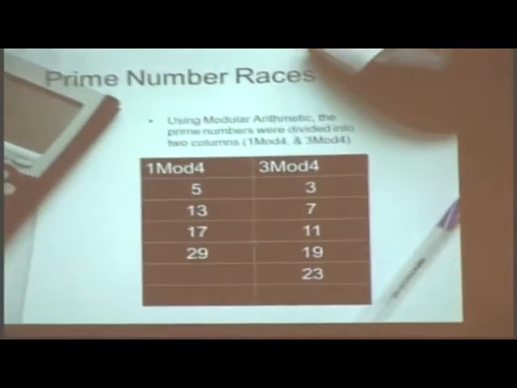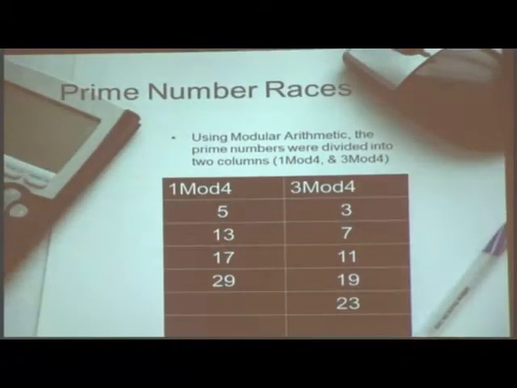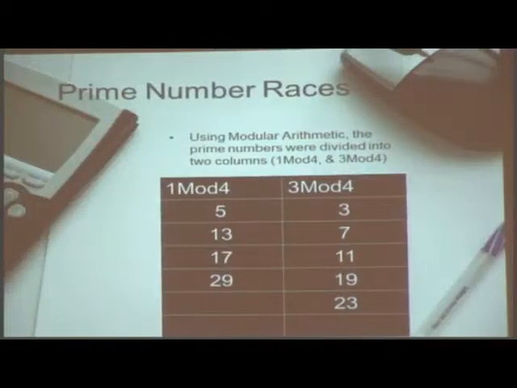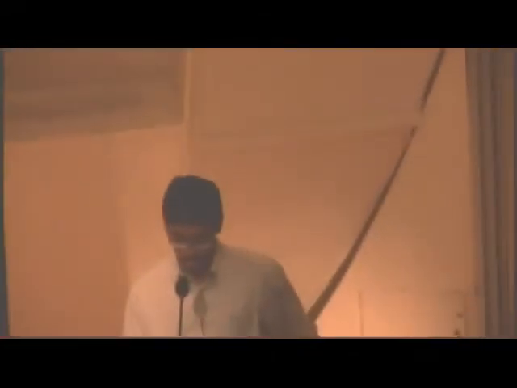One of the major points of our research was verifying the work of 2 other mathematicians by the name of Andrew Granville and Greg Martin in their paper entitled The Prime Number Races. What they did was use something called modular arithmetic to divide these prime numbers into categories. They're trying to find the distribution of prime numbers.